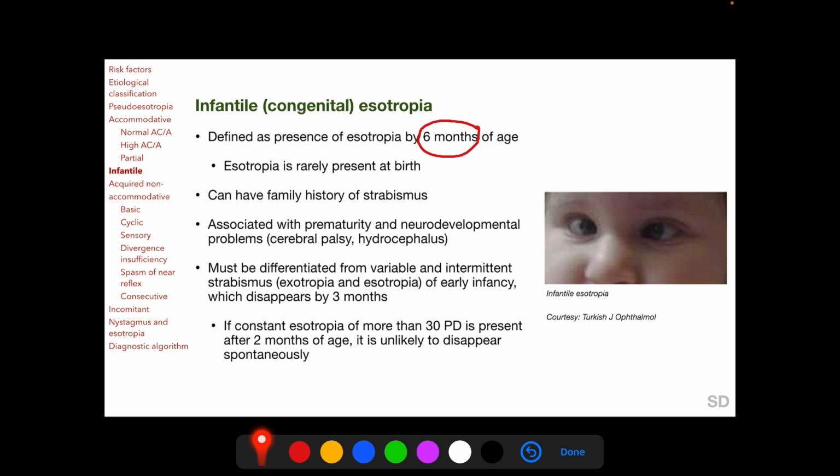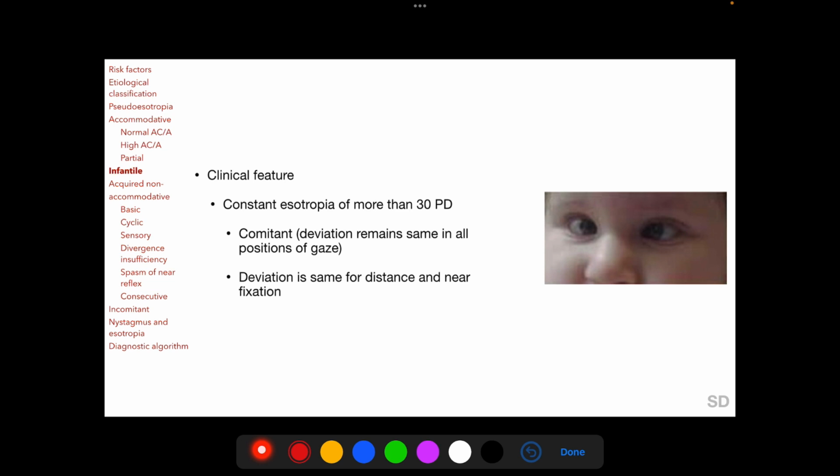It has been found that if constant esotropia of more than 30 prism diopters is present after 2 months of age, it is unlikely to disappear spontaneously. Infantile esotropia is characterized by constant esotropia of more than 30 prism diopters, and this esodeviation remains the same in all positions of gaze as well as for distance and near fixation. Since it remains the same in all positions of gaze, infantile esotropia is a comitant esotropia, as we have discussed previously.